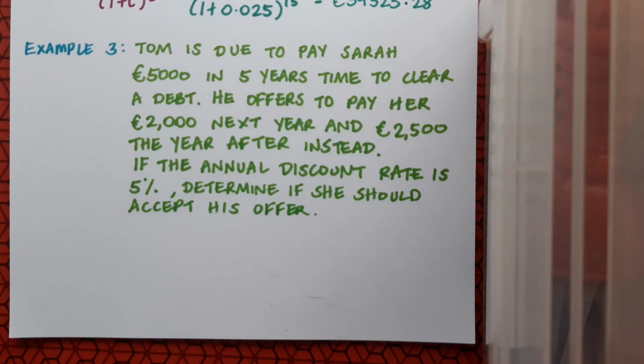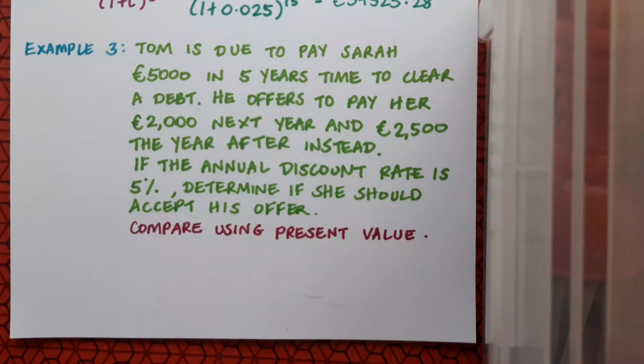So it's quite difficult on the face of it to compare these values, 5,000, 2,000 and 2,500, because they're all being paid at different times. So what I'd like to do is have them be comparable by calculating the present value of each of them.